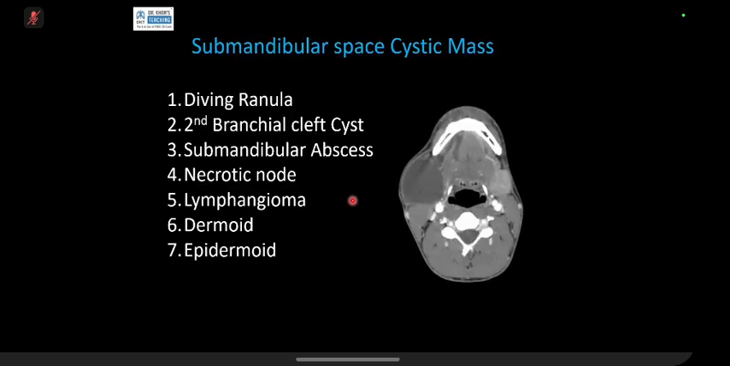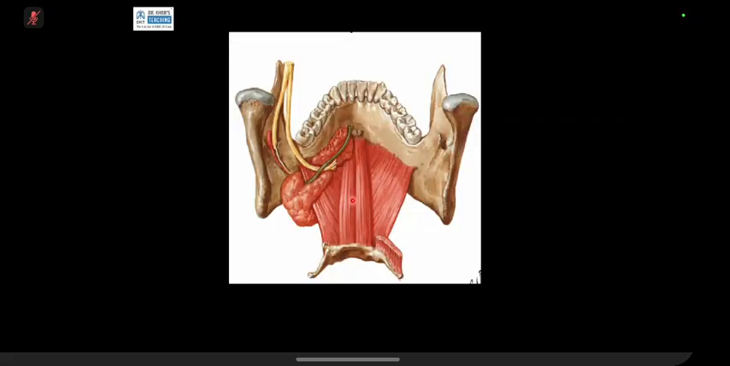Now, submandibular cystic spaces, I'm going to repeat them, are a very, very important exam case. Diving ranula or plunging ranula, which is what our case was, versus second branchial cleft cyst, then submandibular abscess, then necrotic lymph node, and lymphangioma, dermoid, epidermoid. All of these are very important. Now, if you look at the anatomy, a repetition of the anatomy, this is the floor of the mouth, this is the sublingual gland, and this is the submandibular gland. This is the submandibular duct.